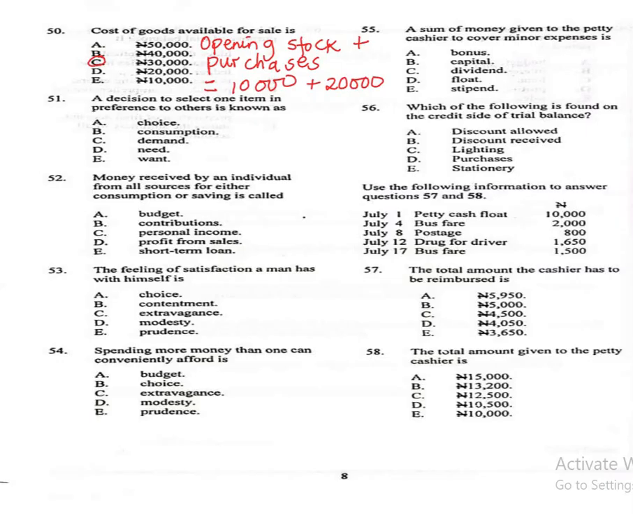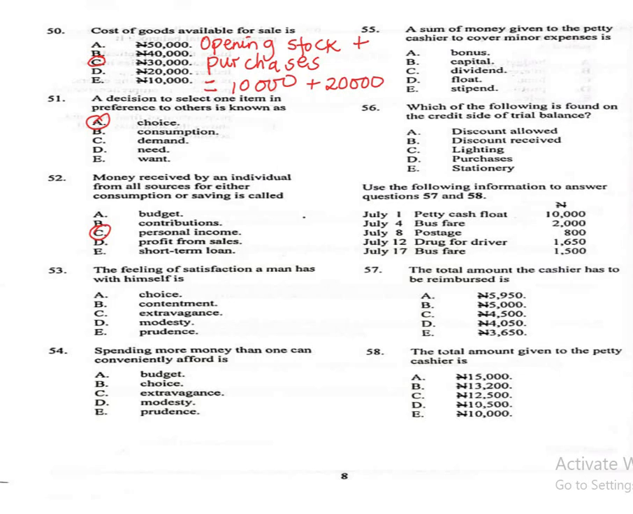Question 51. A decision to select one item in preference to others is known as A, choice, B, consumption, C, demand, D, need, E, want. That is choice. You make your choice. Question 52. Money received by an individual from all sources for either consumption or saving is called A, budget, B, contributions, C, personal income, D, profit from sales, E, short-term loan. The correct answer is C, personal income.